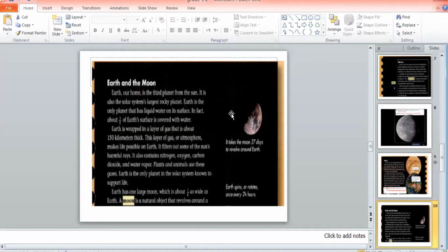The moon is Earth's natural satellite. A satellite is an object that orbits another object in space. Like when we send Nilesat, this is called a satellite, which broadcasts TV and radio.